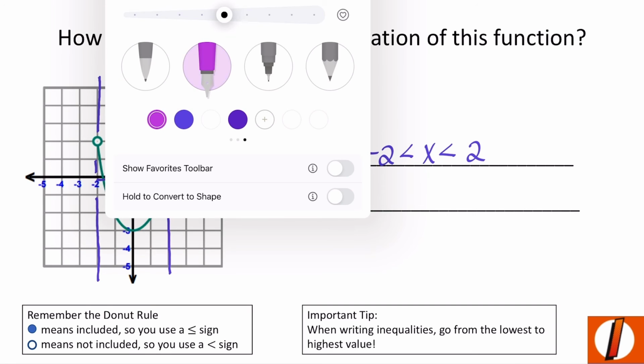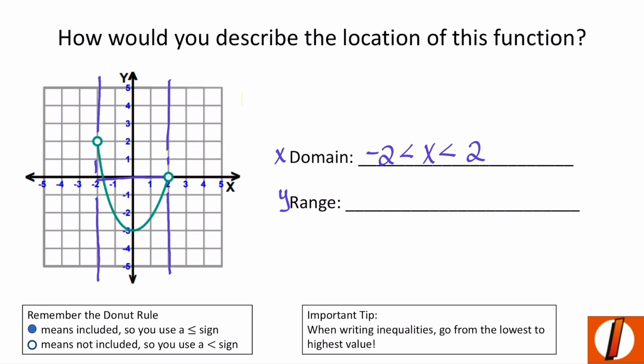So when we talk about range, we go from the lowest value, which is here, to the highest value, which is here. So that means that my range is going to go from -3 to +2. I put y in the middle.